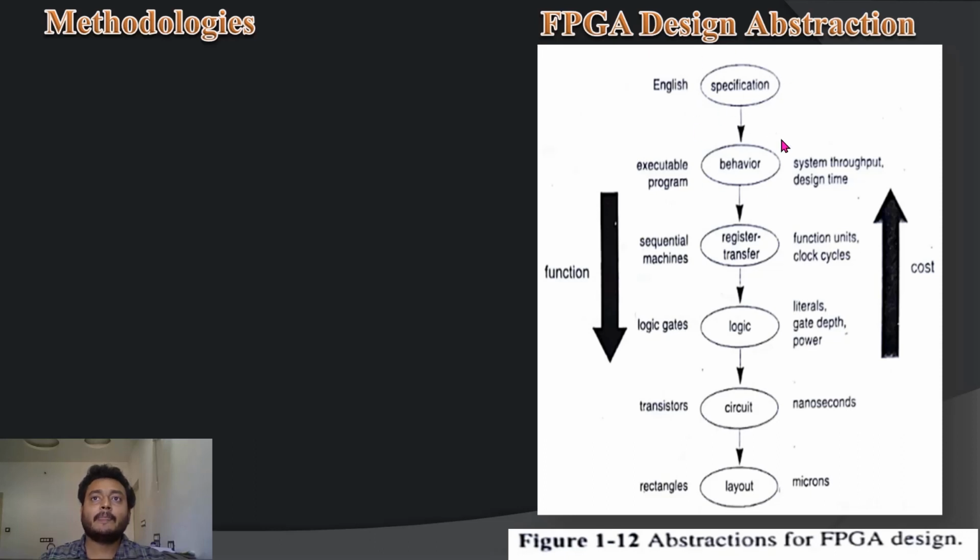So you go for a behavioral description, that means in terms of an executable program, in terms of function. Then you go for the RTL level, that is sequential machines. Then you'll go for the logic level. Then you go for the transistor level, that is the circuit. Then you'll go for the layout. Okay, there are rectangles.